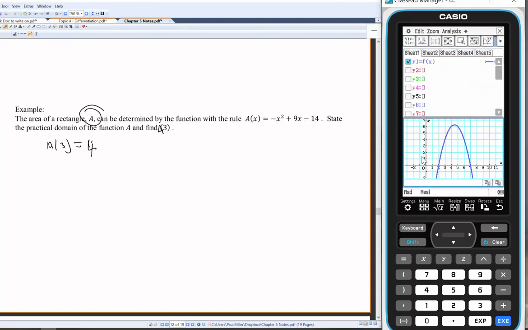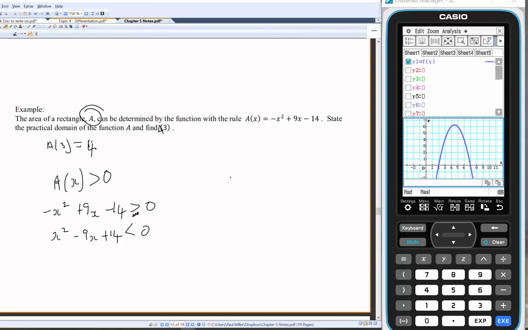And what happens is as x increases, starting at 2 all the way to 7, it looks like, we're going to get a positive area. So it's when A of x is greater than 0. So it's when negative x squared plus 9x take 14 is greater than 0. So let's factorize that. So I'm going to go x squared take 9x plus 14 less than 0. I've divided both sides by -1, which means I need to flip the inequality.